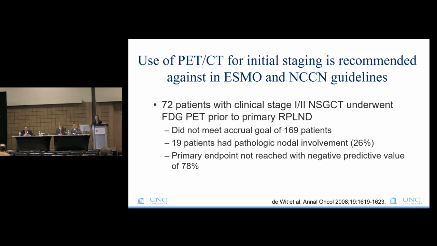We know that at baseline, CT misses 20 to 30% of lymph node involvement, and also 20 to 30% of patients are actually downstaged at the time of surgery. So they set out with a baseline negative predictive value of CT of about 70%, and set out to increase it with PET to 90%. That's how they did their stats. Their primary endpoint of negative predictive value ended up being 78%, so it was a negative study overall.